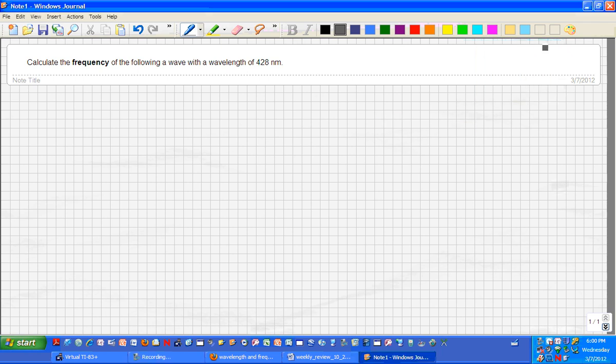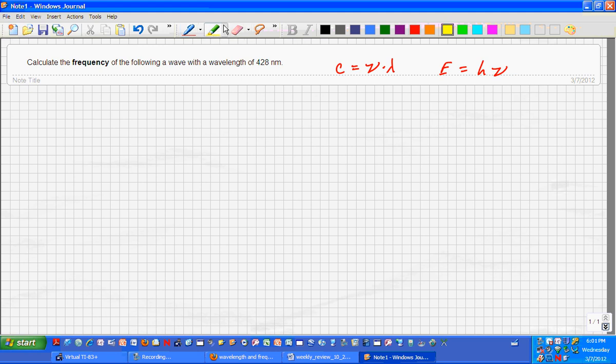Got another practice problem here. What we want to do is calculate the frequency of a wave with a wavelength of 428 nanometers. Again, we've got two main equations that we've been using. That is c is equal to frequency times wavelength, and energy is equal to h nu, or Planck's constant, times frequency.